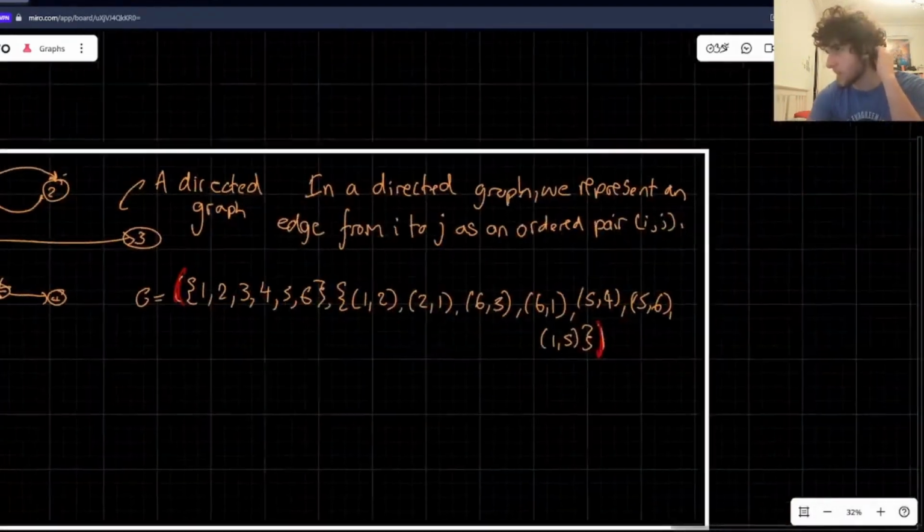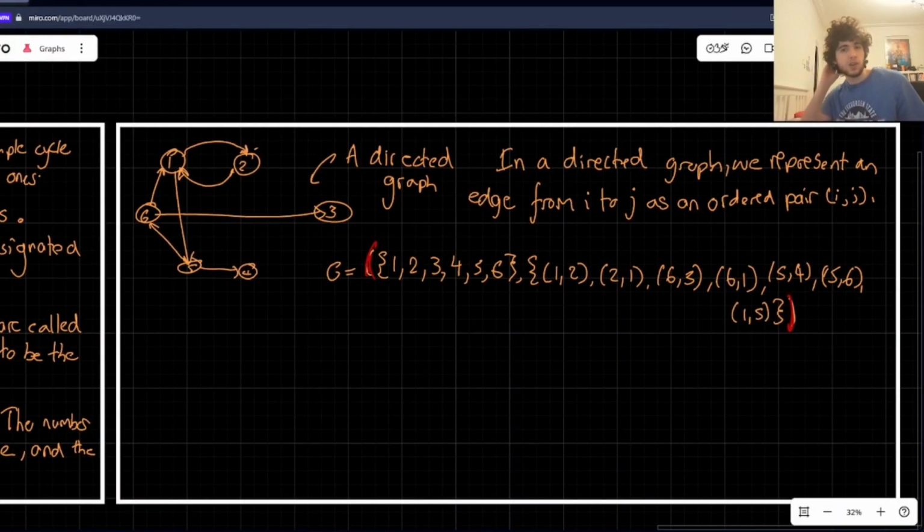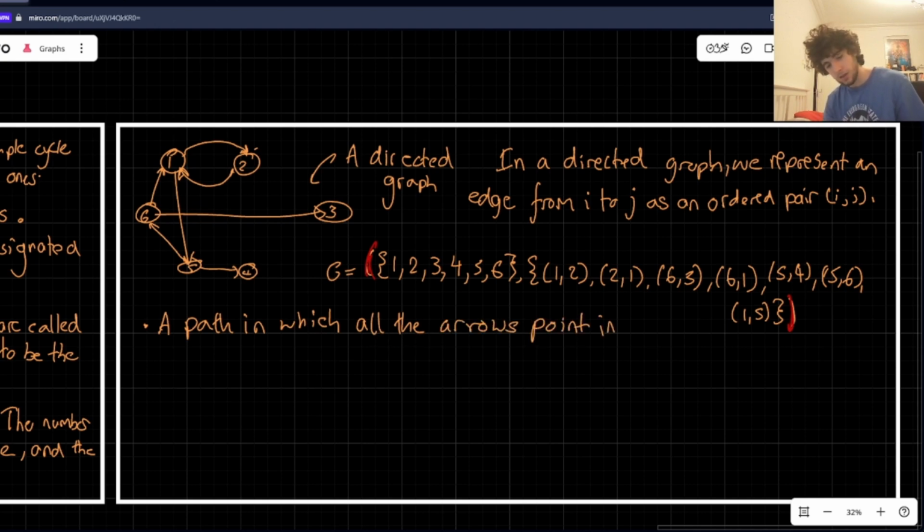But we haven't really spoken about what it means to have a path in a directed graph, okay? So what does it mean, right? We need to be clear about that. So a path in which all the arrows point in the same direction as it steps is called a directed path.